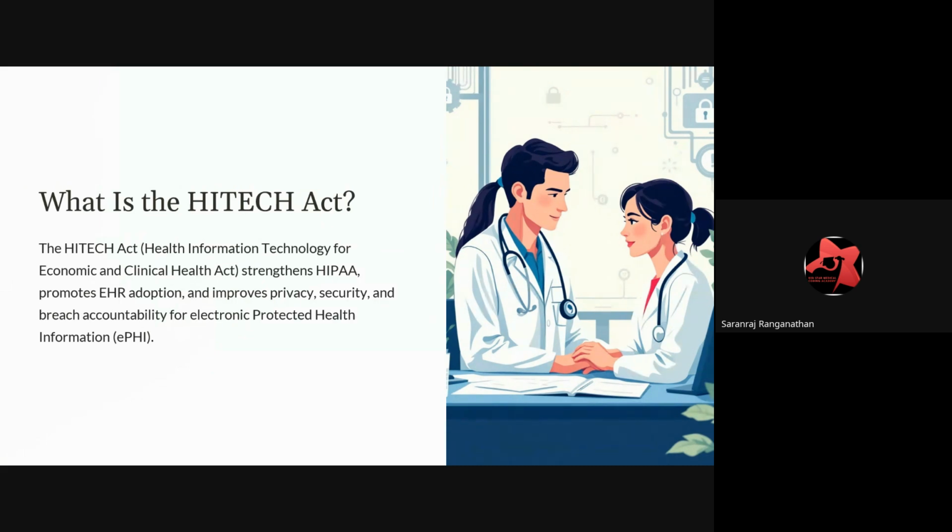So, the Health Information Technology for Economic and Clinical Health Act strengthens HIPAA. So, what it does is strengthen HIPAA. If it strengthens HIPAA, what happens? Your patient health information.